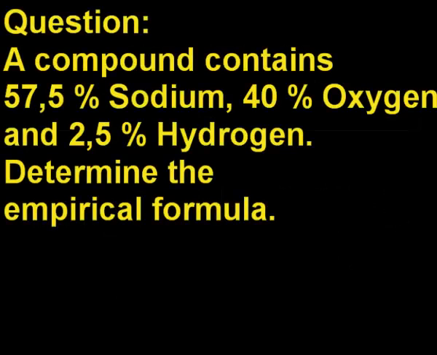Now the question which I would like you to attempt is where we have a compound that contains 57.5% sodium, 40% oxygen, and 2.5% hydrogen. Determine the empirical formula from this. Remember to look at your steps again as to how you would convert all of these percentages to a mole value from which you can then determine the ratio in which these elements are found. Now first pause your play and attempt the question before you look at the answer.